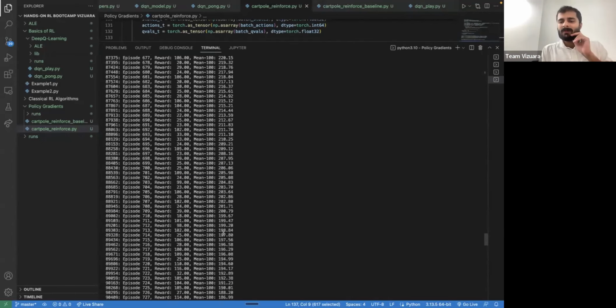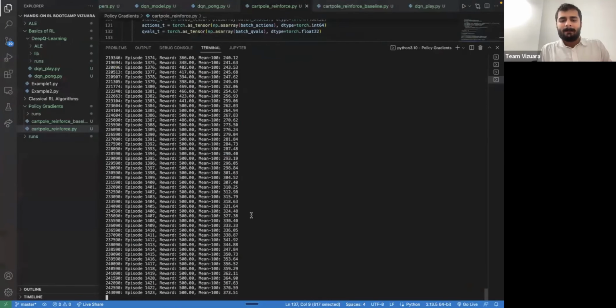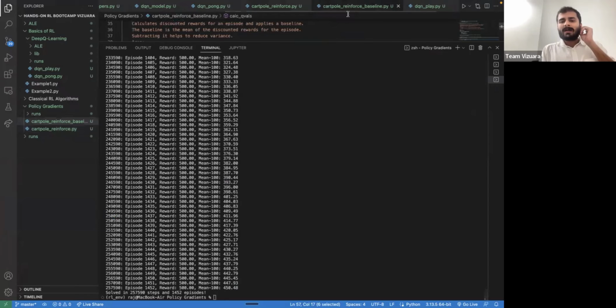So slowly it continues. I'll show you some curves which I have got in the past so that will help you understand. But now you can see the rewards. Okay, so I have stopped it because the reward has reached a mean value of 450, which was the condition or the constraint I have given in the code for it to stop. And then also go ahead and run this reinforce with the baseline.